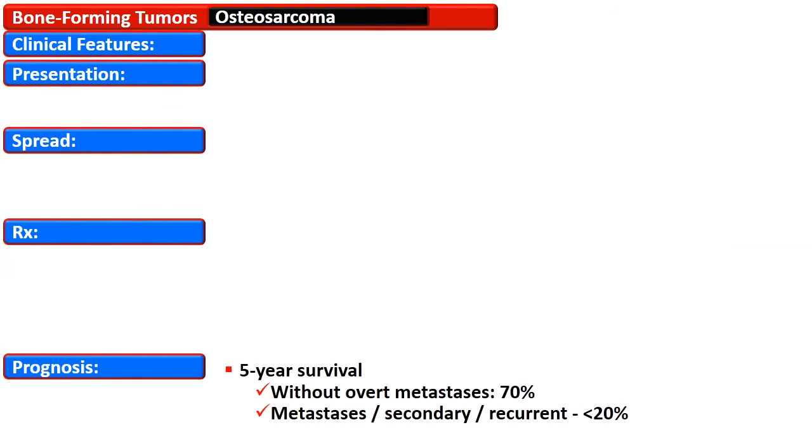The 5-year survival, if there is no metastasis, is very good, about 70%. If there is metastasis present, if the tumor is secondary to some associated disorder, or if it is a recurrent tumor, the prognosis drastically goes down to less than 20%.